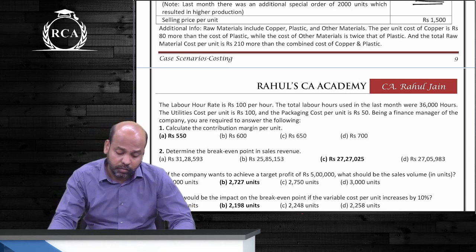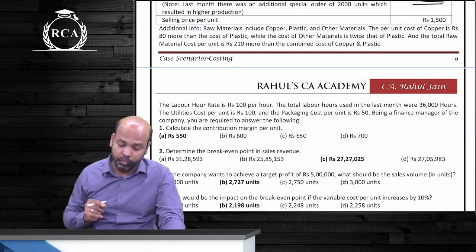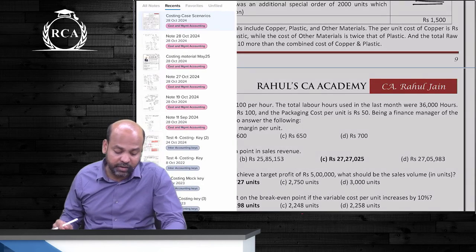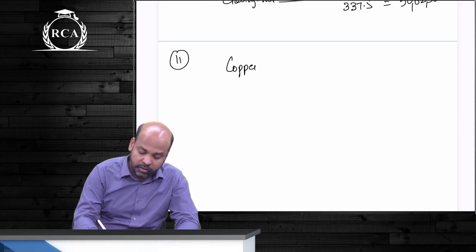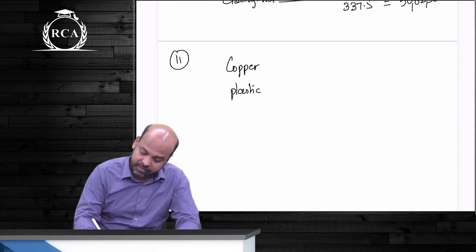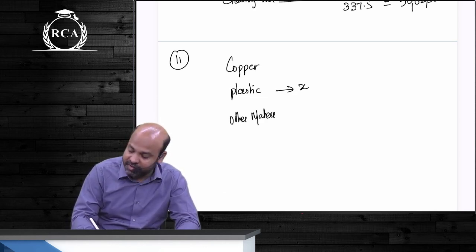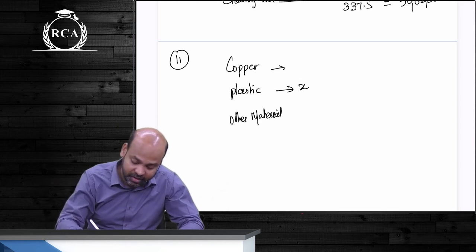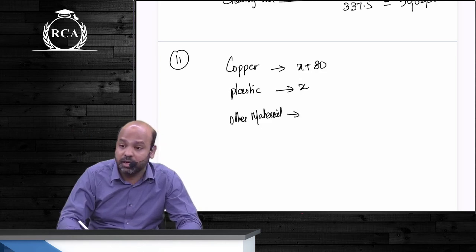Now, what does it say, beta? It says per unit cost of copper is 80 rupees more than that of plastic, and cost of other materials is twice that of plastic. Everyone is related to whom? So let's make plastic as x. New people have joined, beta, so plastic becomes x. Copper is how much more than plastic, guys? So copper is x plus 80. Other materials are 2x, twice that of plastic.